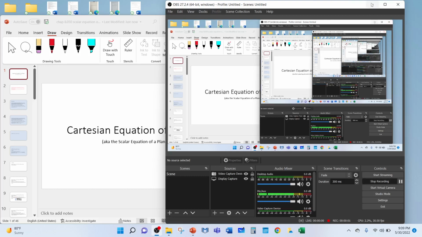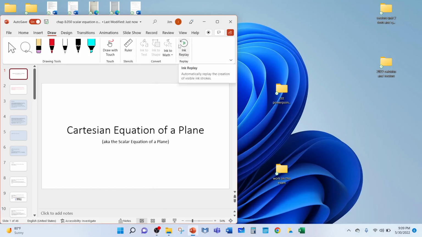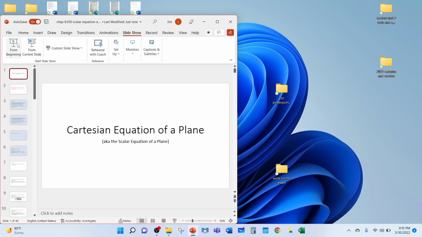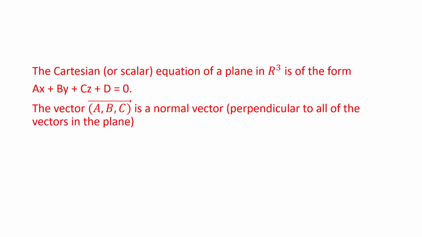In this video, we're going to talk about the Cartesian equation of a plane, sometimes also called the scalar equation of a plane. The Cartesian or scalar equation of a plane in R3 is of the form ax plus by plus cz plus d equals 0, and the vector ABC is a normal vector, i.e. perpendicular to all the vectors in the plane.